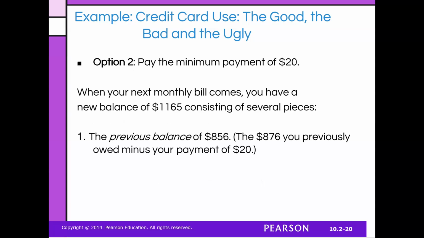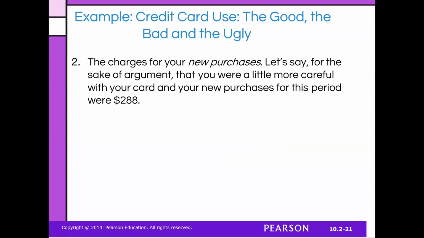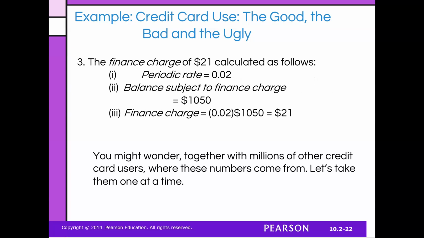Okay, let's say you only pay the $20. When your next monthly bill comes, you have a new balance of $1165, consisting of several pieces. One, that's the previous balance of $856. Remember, you paid $20, so it's not $876, it's $856, okay? Now, the charges for the new purchases. Let's say, for argument's sake, that you were a little more careful because that was crazy last month, and you only put $288.